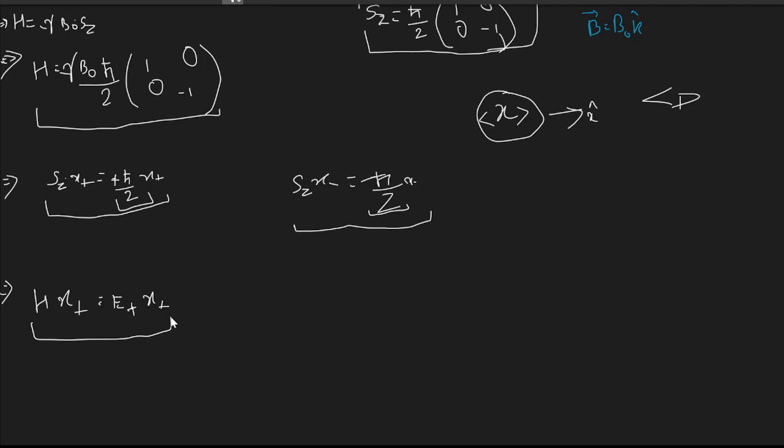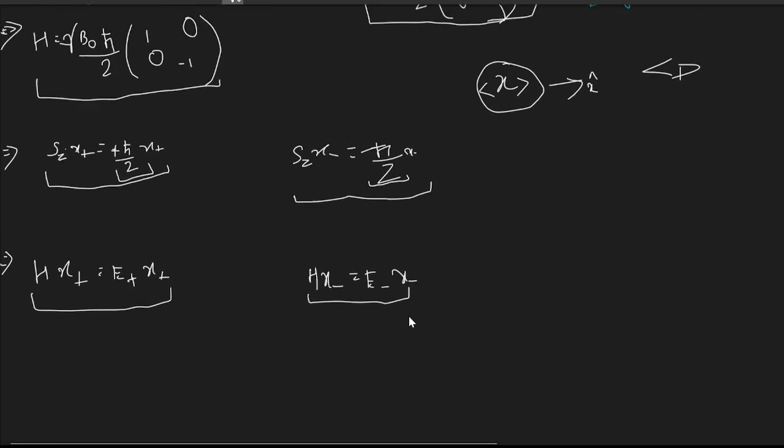Using this equation, you can find out the energy of the electron when the electron is spin up, and correspondingly you can find out the Hamiltonian equation when the spin is spin down, and you will get that particular energy. These are the two corresponding eigenvalue equations of the Hamiltonian, or the energy of this particular system. Okay, so now you have to calculate it.